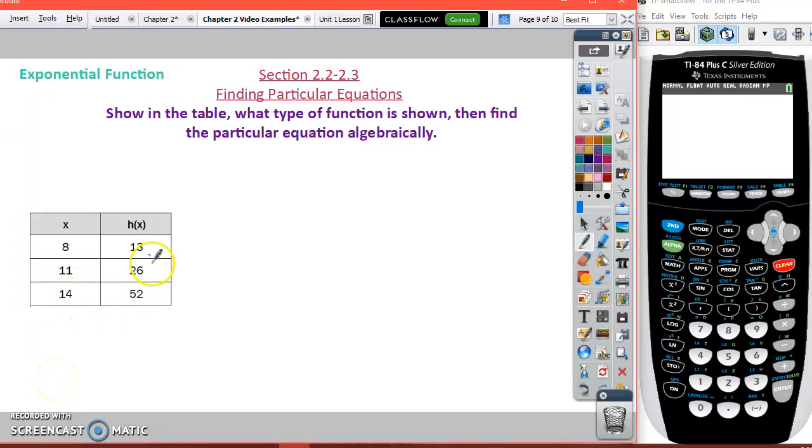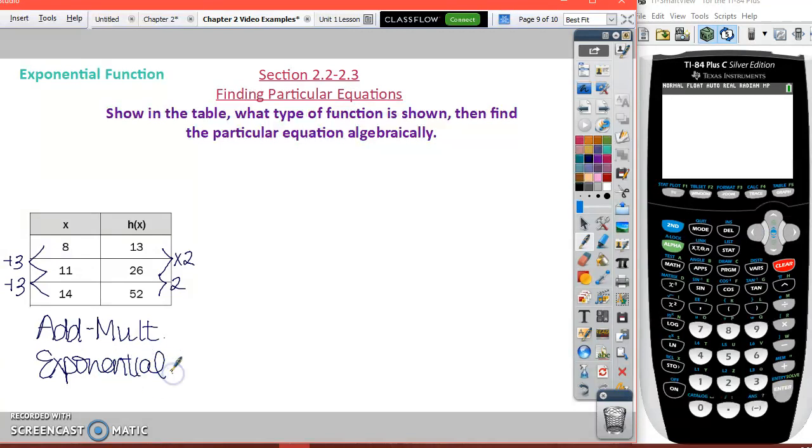For this problem, we need to show in the table what type of function is being modeled by the data points, and we're going to do that by finding a pattern. I can look at my x values and see that we are adding 3 each time. And every time that we add 3 to x, we can see that we are doubling our y values. And so this is an add-multiply pattern, which tells me that this is an exponential function.